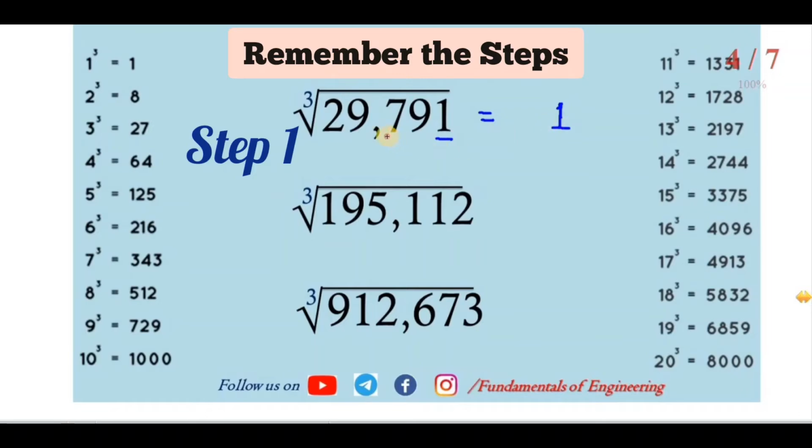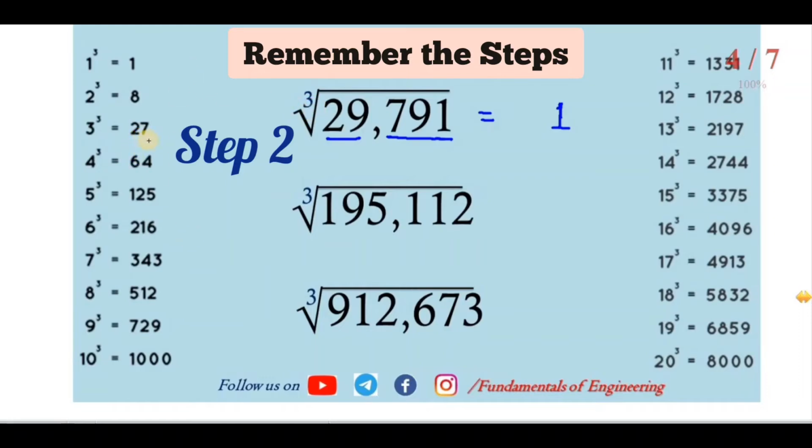Now don't consider these 3 numbers. You can put your hand over these 3 numbers. The remaining number is 29. Before this 29, we need to find out which is the perfect cube number.